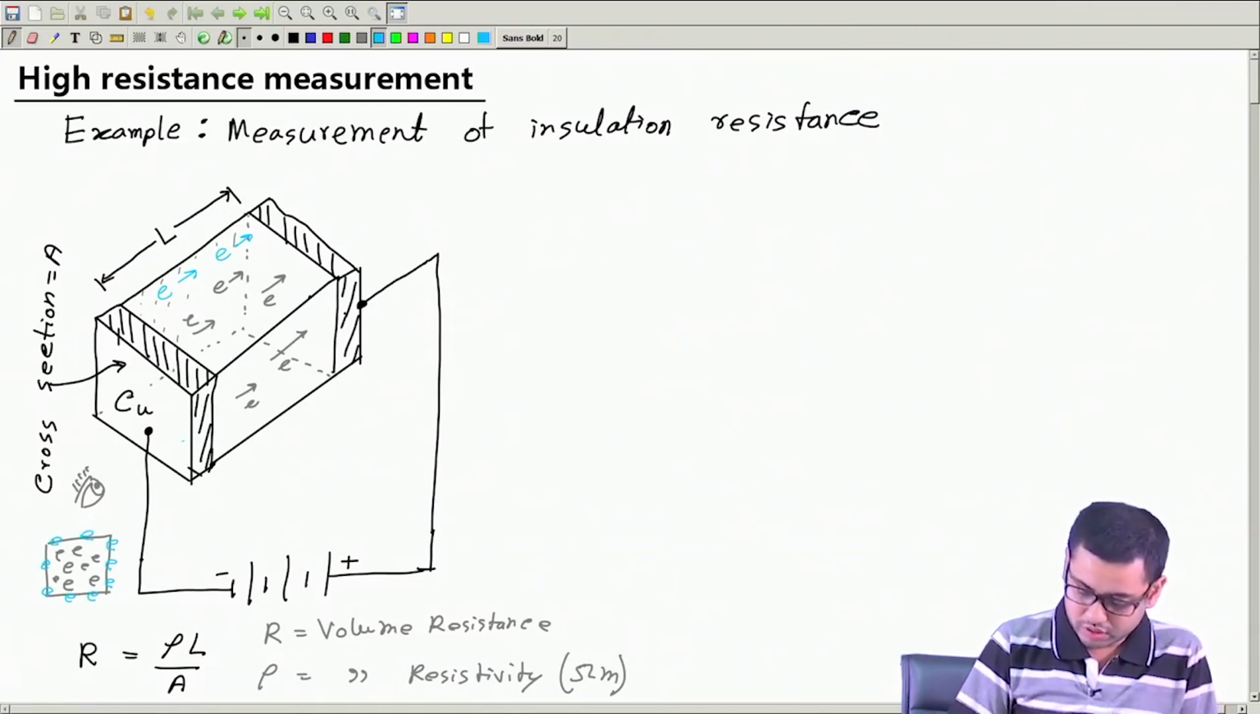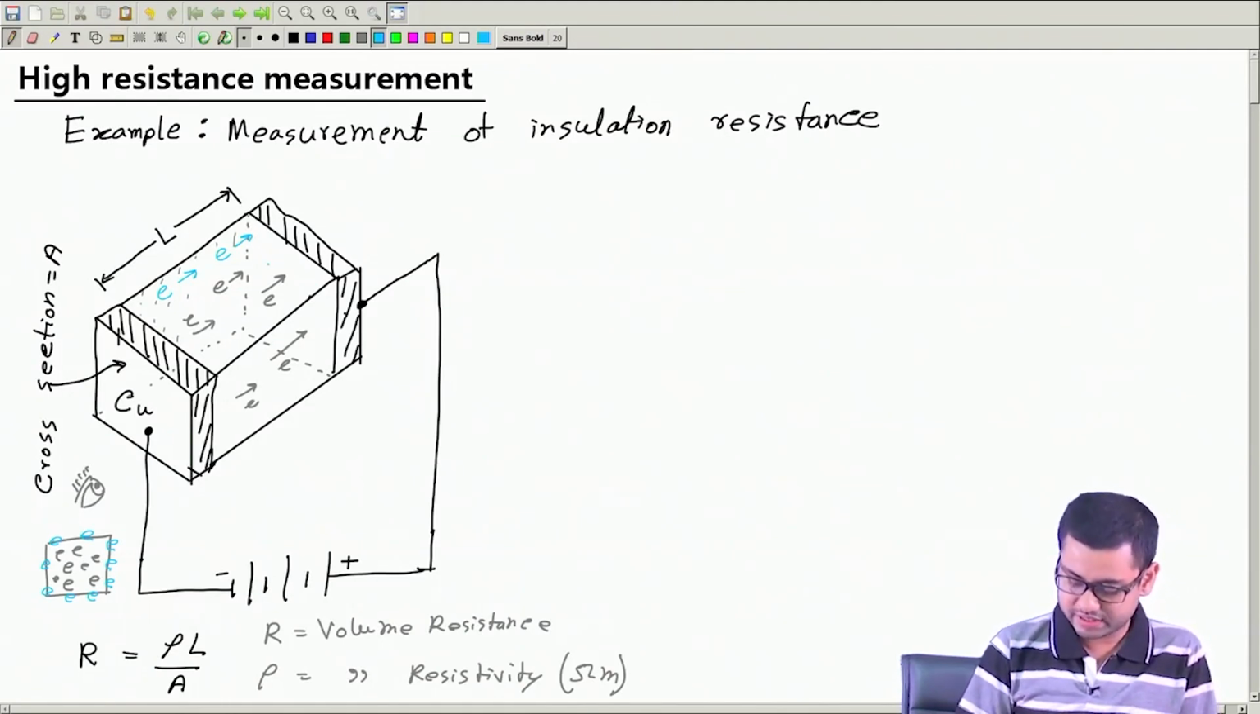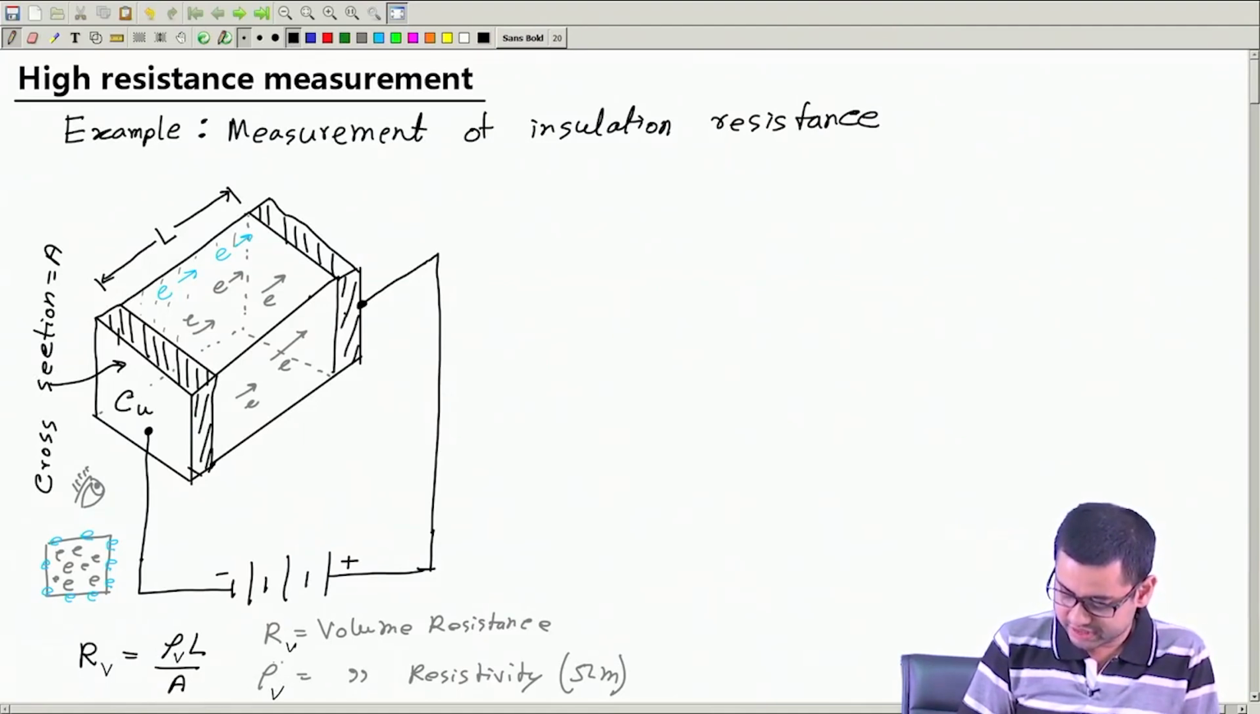Okay. So, this particular type of conductance where current flows only through the surface and not through the volume is called surface conductance, and the associated resistance we call surface resistance. Let me use a V symbol. This is for volume, V. So, this is volume resistivity and volume resistance.